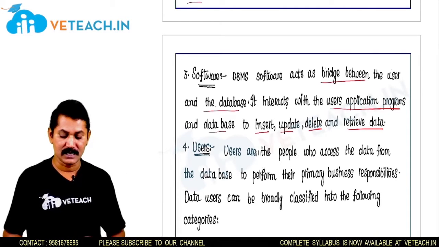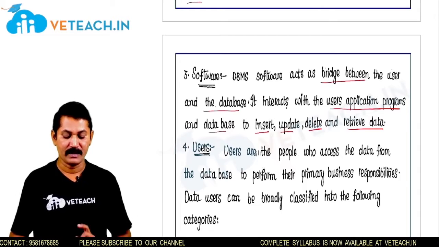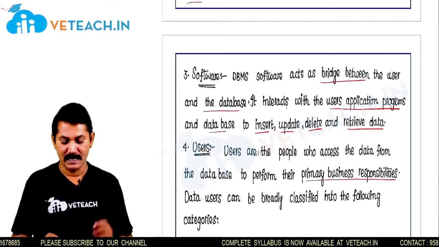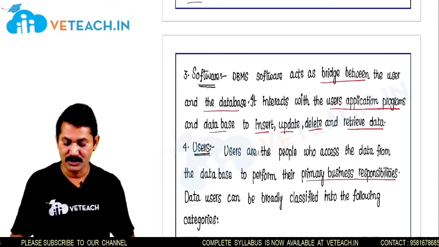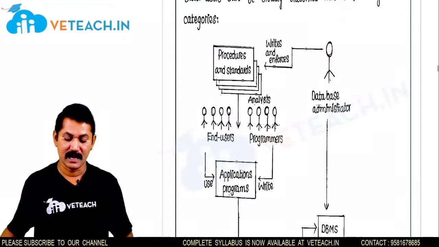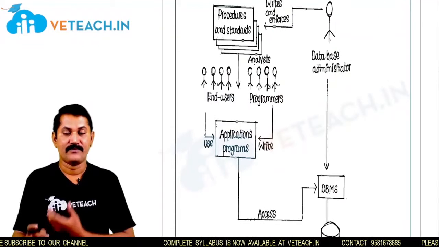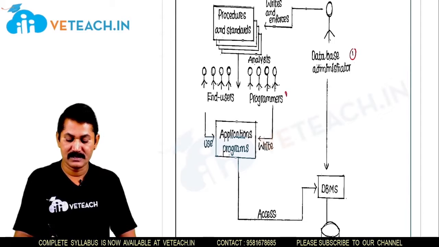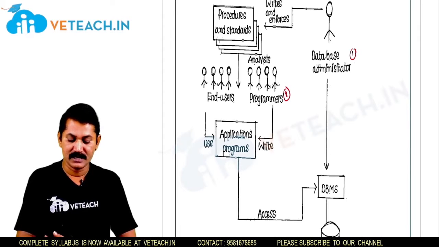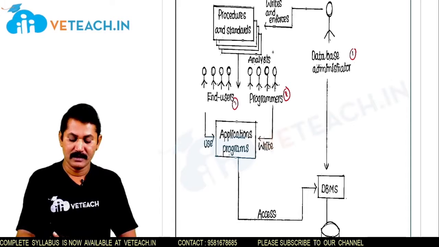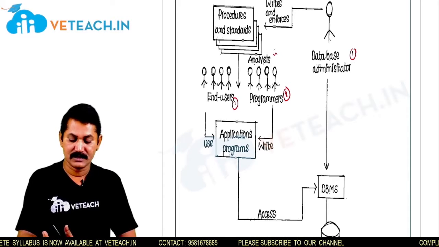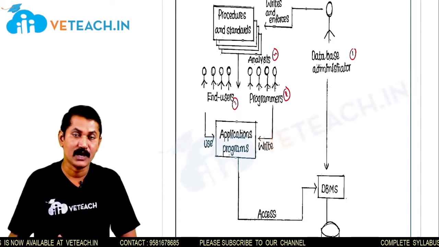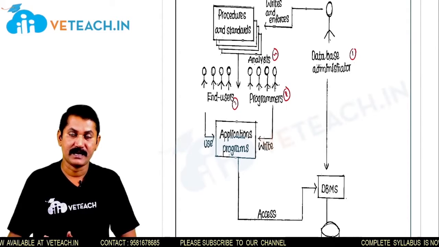That means with the help of these keywords, the user can perform actions on the database with the help of DBMS. The users are the people who access the data from database to perform primary business responsibilities, and data users can be classified into different categories. They are like this. Look into the picture. The first and foremost one is database administrator, programmers, end users, and analysts. So these are different types of users that are involved in the database maintenance.